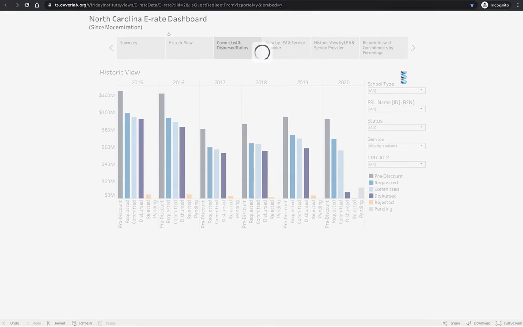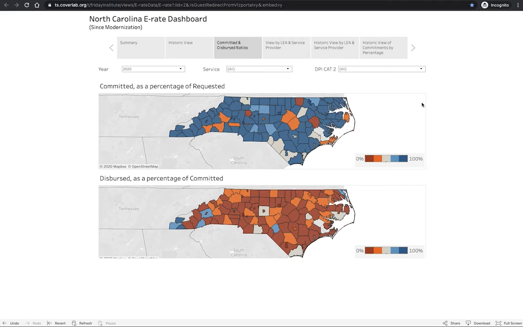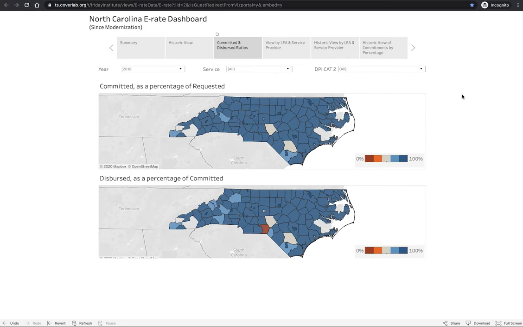The next chart here is the committed and dispersed ratios, and I think we'll pull up a year that's completed, let's do 2018. What we're looking at here is the committed funding as a percentage of what they requested, and the dark blue means they were given everything they asked for, probably, which is great. And the good news is we didn't have any school districts ask for money and get denied completely outright, which would be the dark brown colors.